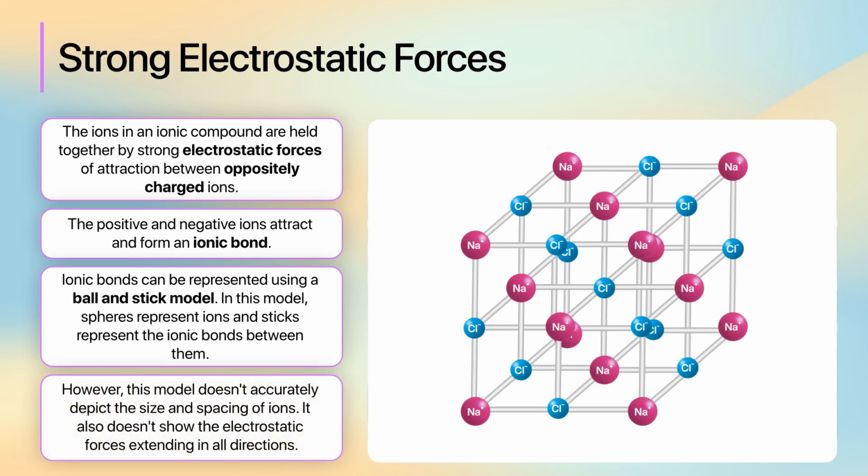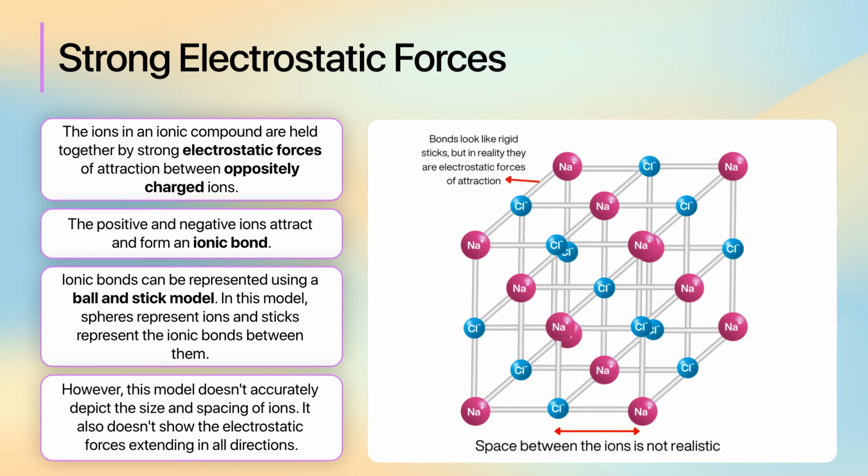However, while it is a useful visual tool, it has its limitations. Unlike the 3D space-filling model, the ball and stick model doesn't accurately depict the sizes of ions and the distances between them. In the diagram, we see a relatively large distance between the ions, but in reality, there's very little space between ions. Another limitation is that it depicts the ionic bonds as rigid sticks, but in reality, they are electrostatic forces of attraction extending in all directions.